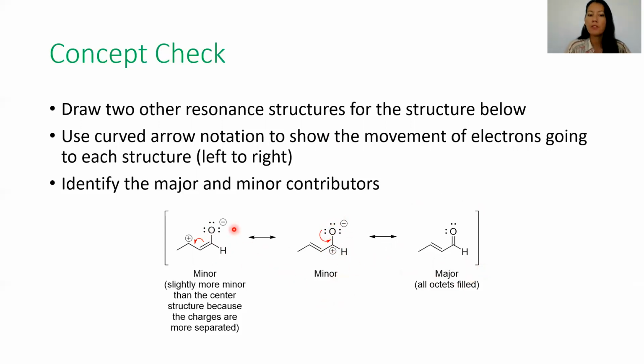Some of you may have done this all in one shot, moving the lone pairs and kicking this pi bond over in one shot to get to the 3rd structure. That's totally fine. To show another structure, you could just kick this up to give that center structure. This is major because all octets are filled. Here, the octets aren't filled. These are both minor. You could say that this might be slightly more minor because the charges are farther apart, charge separation. Here, they're closer together. It takes energy to separate charges. So that's the answer to that. We'll do more practice later.